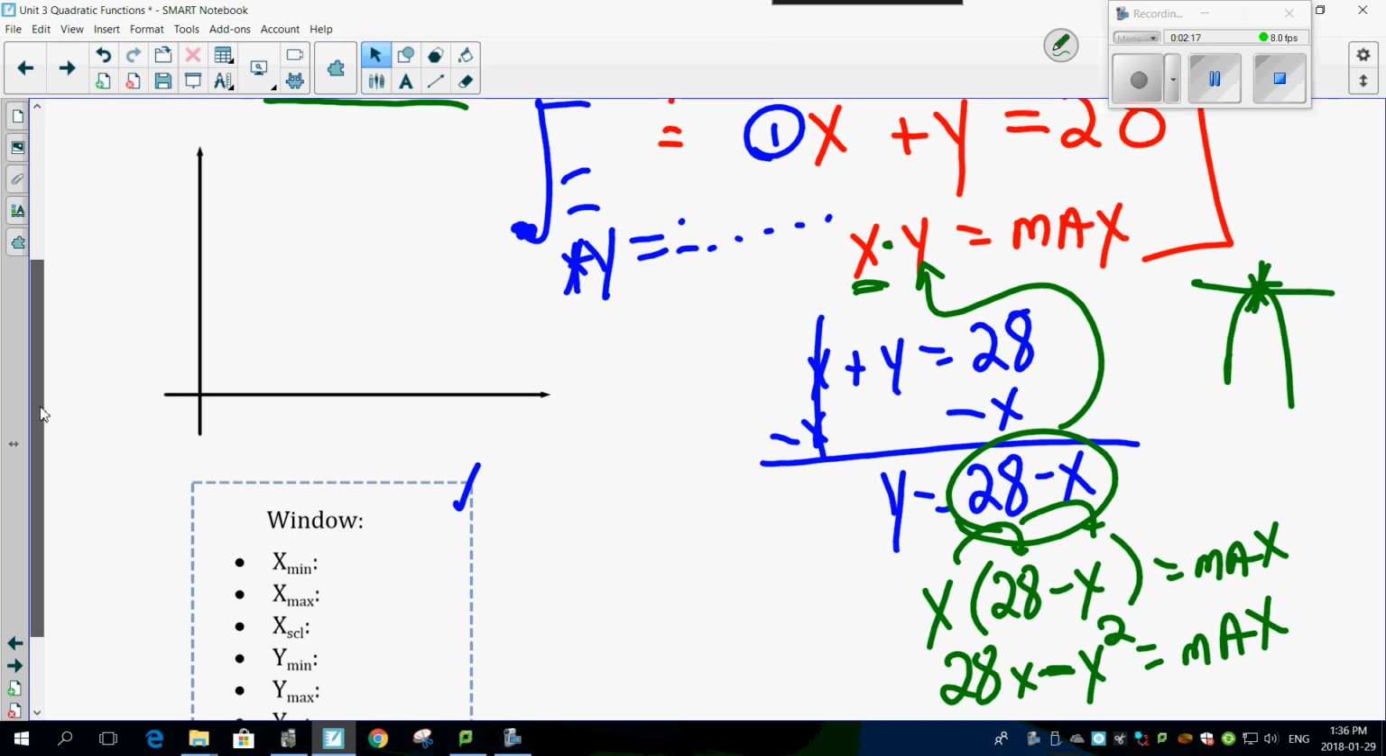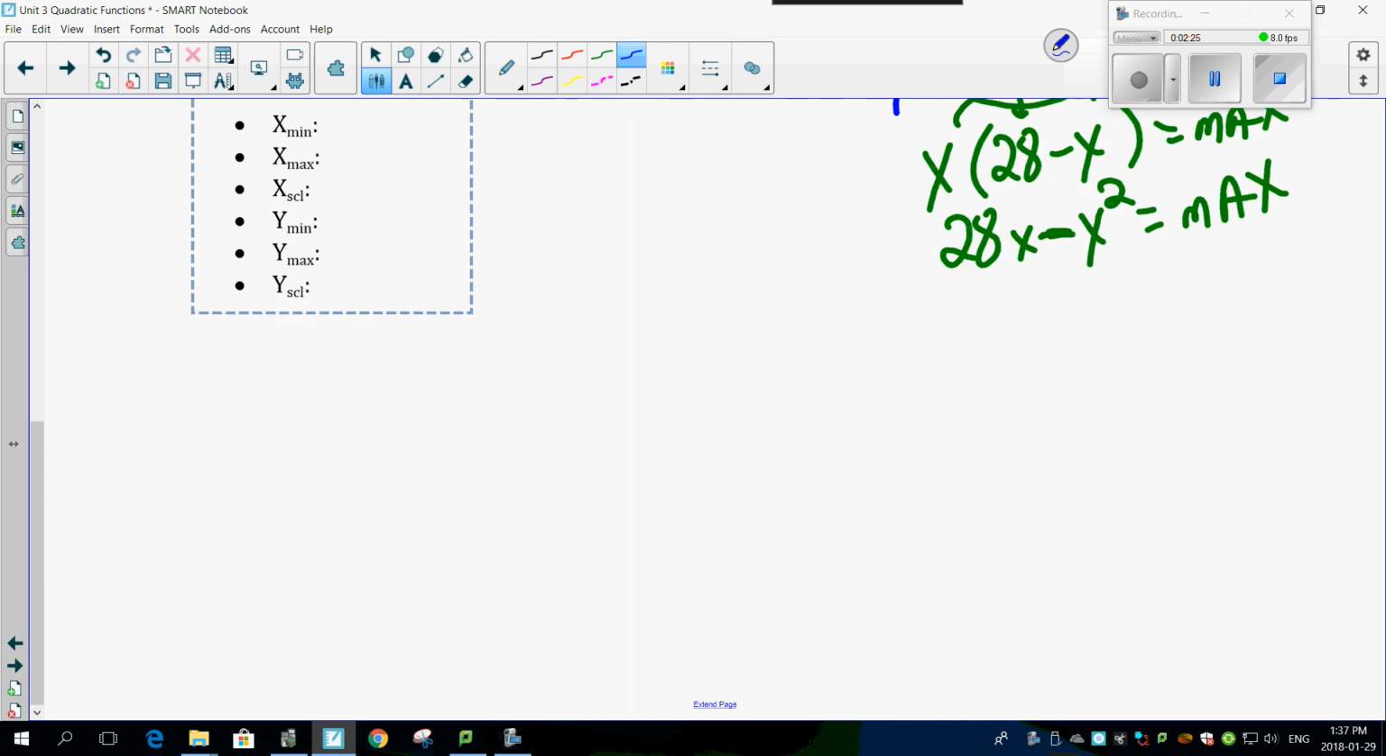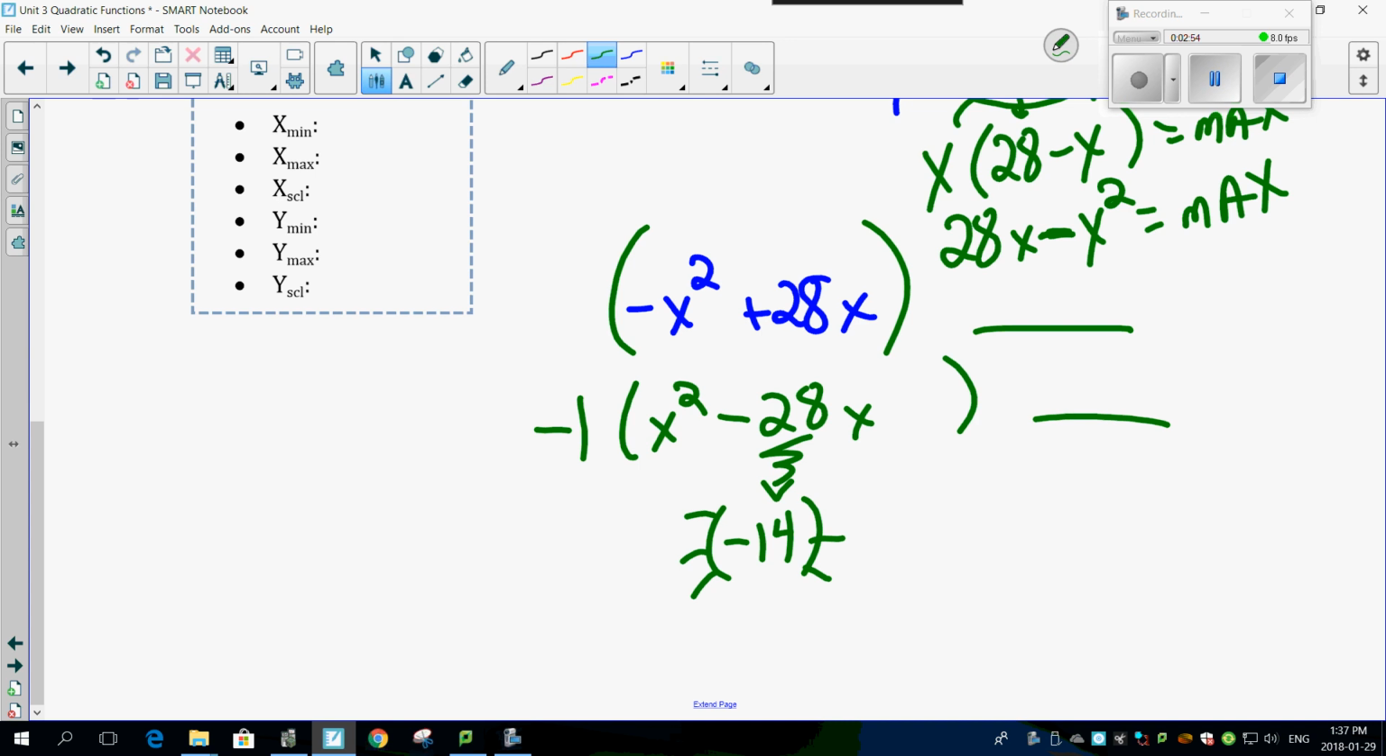Now the question is, how do you go about doing that? Well, same as we did before. Complete the square. Let's see what it looks like. Now I'm going to write this out a little nicer. I'm going to write it as my negative first, plus 28x, equals my max. And check out how easy this is. There's nothing out here. GCF of negative 1, giving me an x squared minus 28x. Okay, there's still nothing out here. Half of this number is minus 14. There's my magic number.